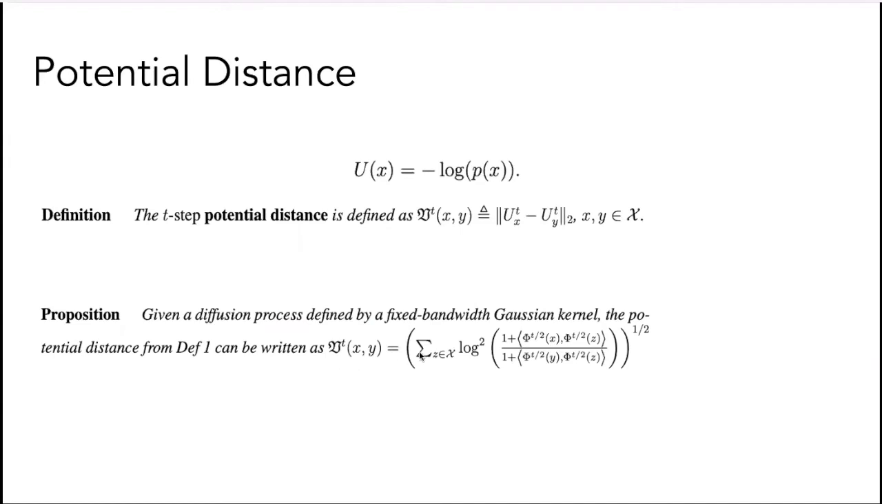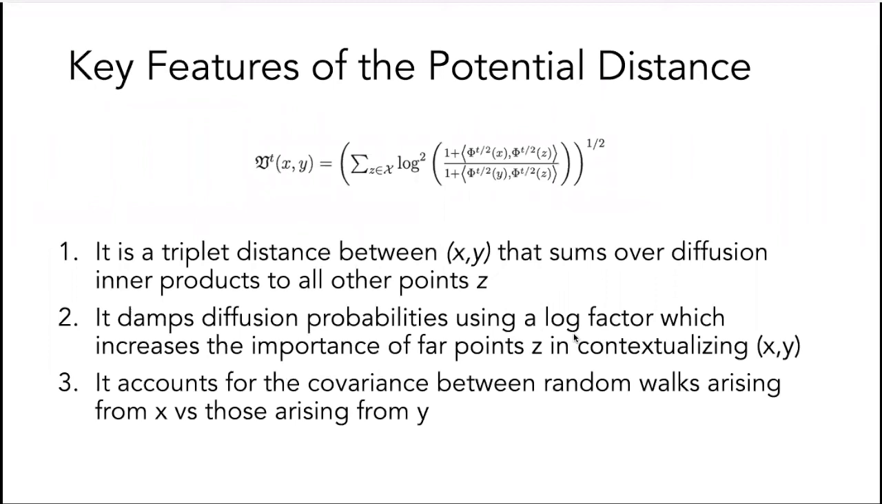And what you'll see quickly is the potential distance is sort of a triple on the diffusion distance, because what it's doing is it's looking at these diffusion eigenvectors and summing over all other vertices. And you're getting these diffusion inner products here. So some of the features of the potential distance are that it damps diffusion probabilities with a log factor. So that means it increases the importance of far points as much as near points.